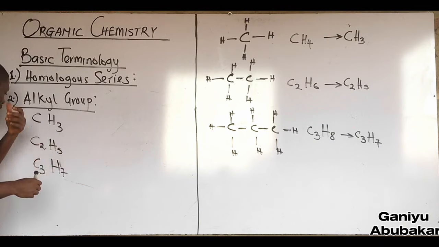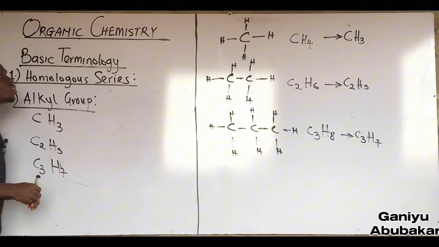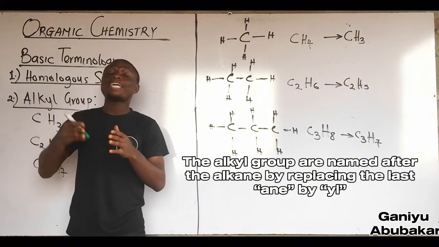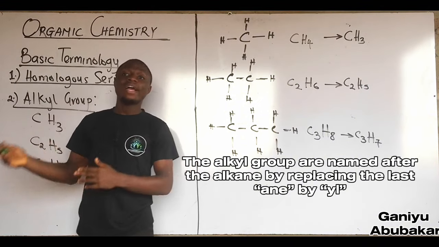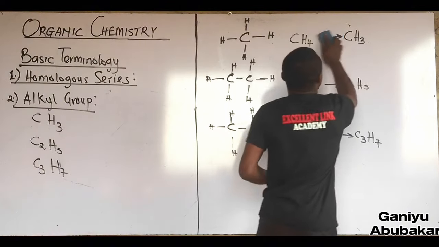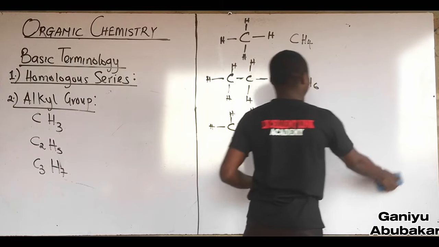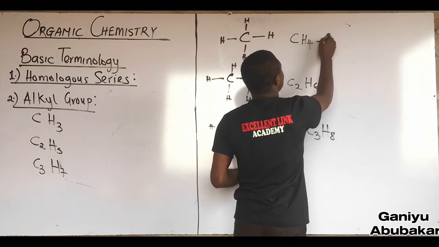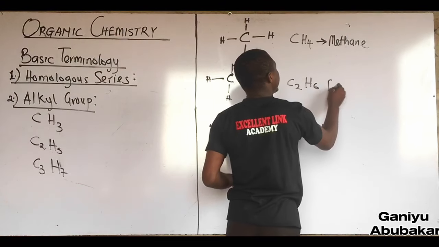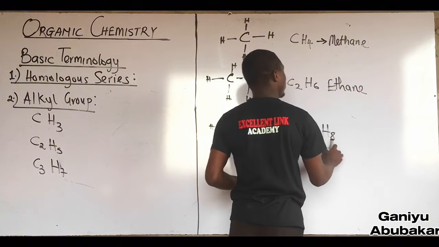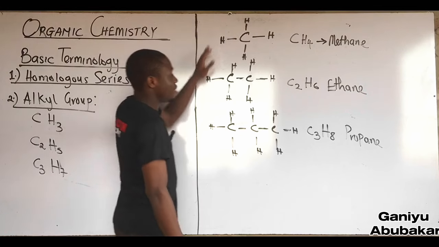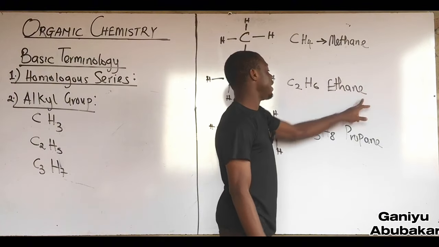So what do you call CH3? What do you call C2H5? What do you call them? Note that the alkyl groups are named after the alkane by substituting the last ANE by YL. So basically, these ones here are simply the alkanes. This one is called methane, this is called ethane, and this is called propane. So the first members of the alkane are methane, ethane, and propane.